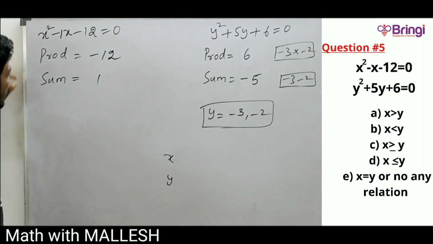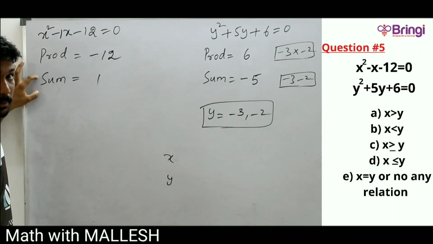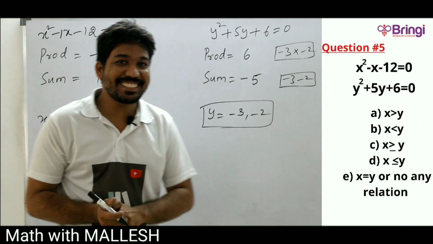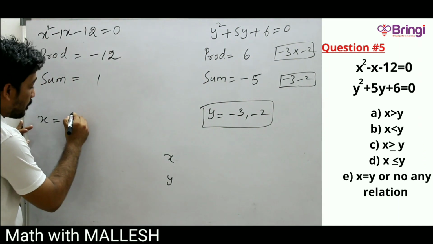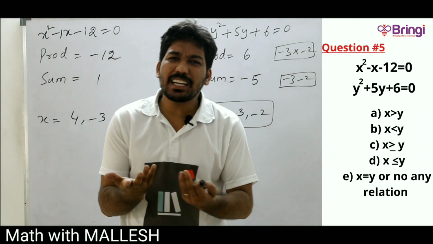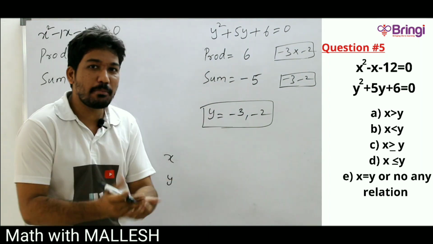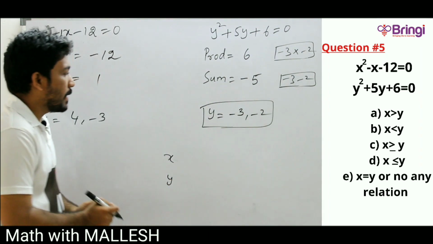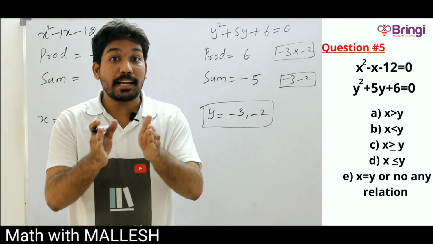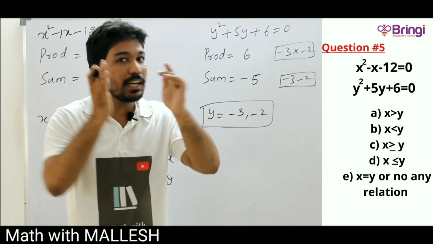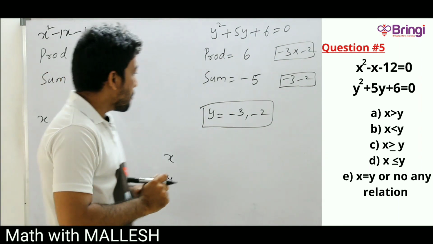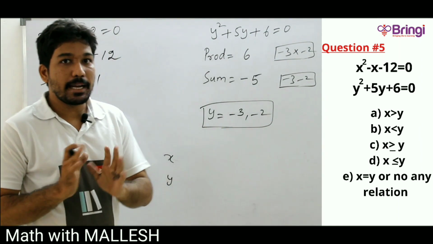And here, look, product negative 12 and sum positive 1. X is equal to, tell me what is the answer? 4 comma negative 3. 4 comma negative 3. How is sir doing 4 comma minus 3, minus 3 comma minus 2? You have to do like this. Otherwise, you are not going to get any job. This comes with practice. Practice makes man perfect and woman also perfect. X value 4 comma minus 3 and Y value minus 3 comma minus 2.